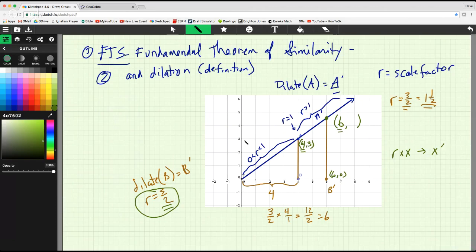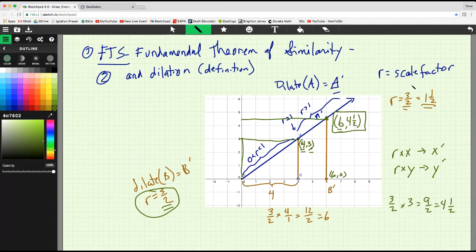We can draw a similar triangle over here, and I won't do that right now. And we can show you that the scale factor times y is equal to our new y-coordinate. Okay, so then what would that be? Our y-coordinate is 3. So 3 halves times 3 is equal to 9 halves, which is 4.5. Right? And that looks about right. So this is 4.5. And that is our answer.